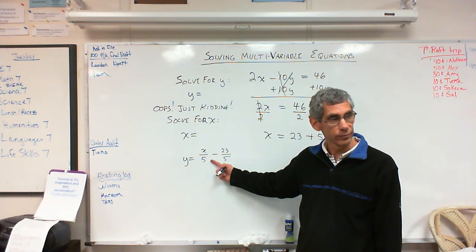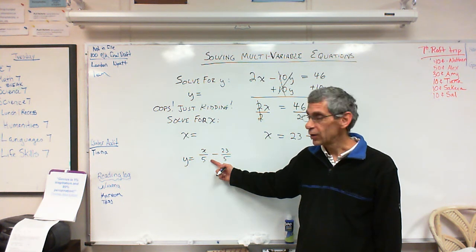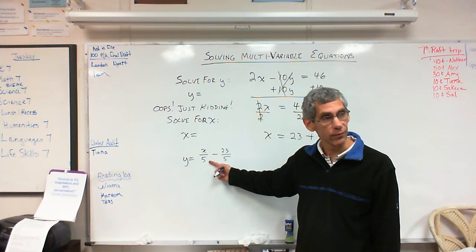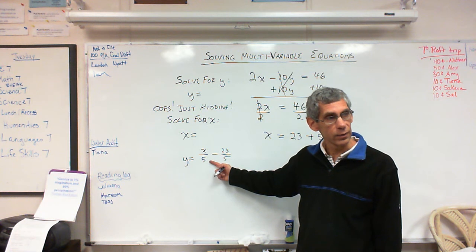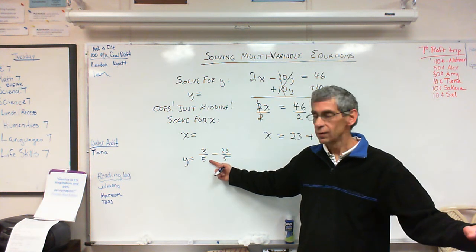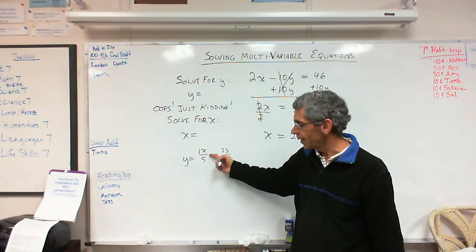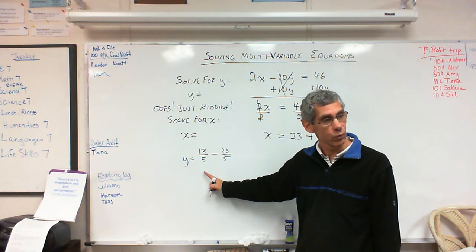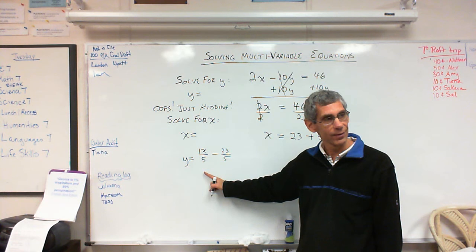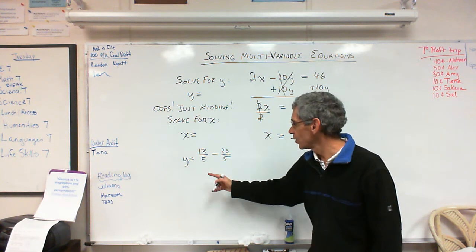Right, so what's the slope of x over 5? Yeah, but x times what is x over 5? X times what? That's the question. Yeah, you do know. X times 1/5. So your slope is 1/5. See what I mean? That makes sense?